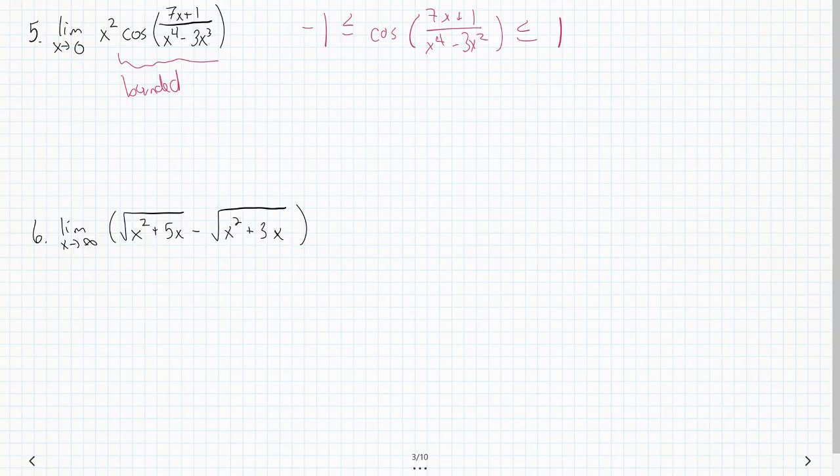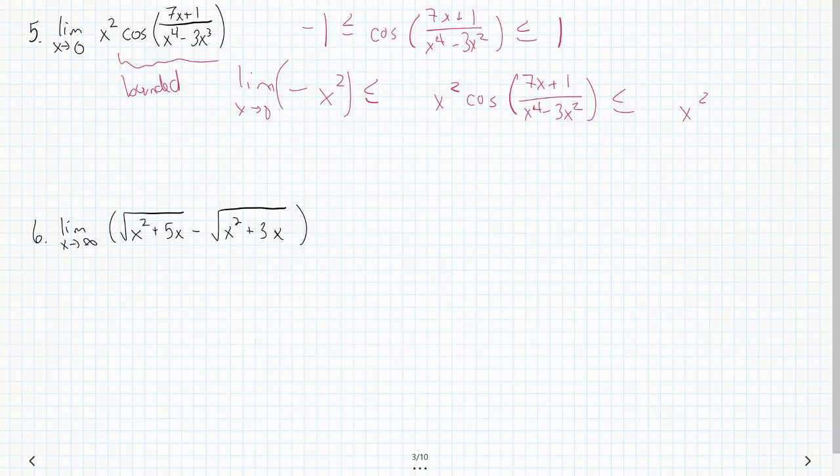Why is that so useful? Well, what we can do is multiply both sides by x squared. So you get negative x squared is less than or equal to, we'll put an x squared in here, x squared times cosine of (7x plus 1 over x to the 4th minus 3x squared), and that's less than or equal to 1 times x squared. Now the other thing I'll toss on each side is just a limit as x approaches 0.